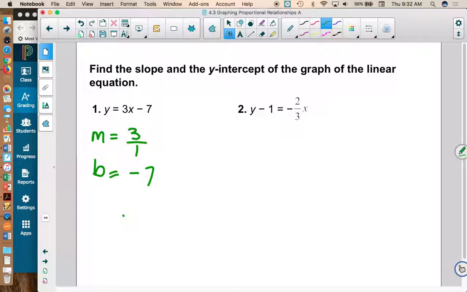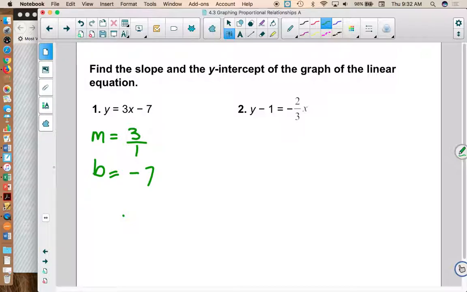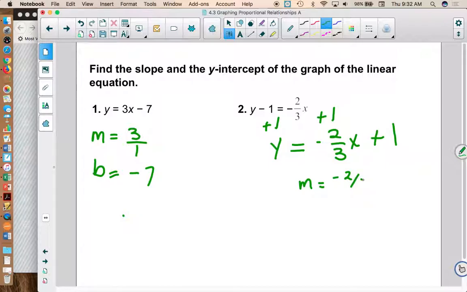Okay, what about the second one? What do I have to do for number 2 before I can identify my slope and my y-intercept? What do I have to do, Lindsay? I've got to add 1 to both sides, and Olivia, why am I doing that? Because I'm solving for y. Now I can identify my slope and my y-intercept. Joey, what's my slope? Your slope's -2/3. And what's my y-intercept?